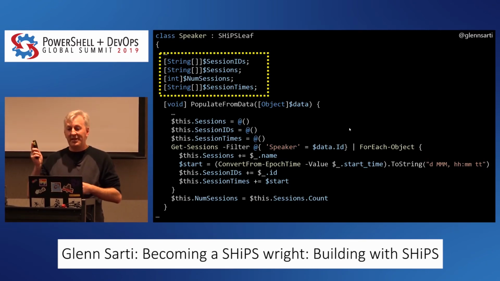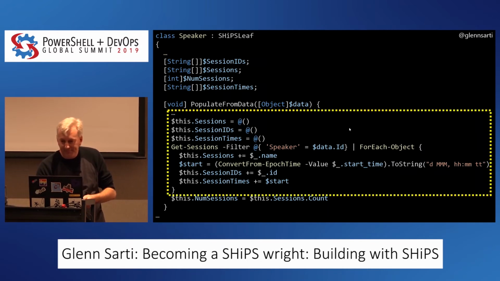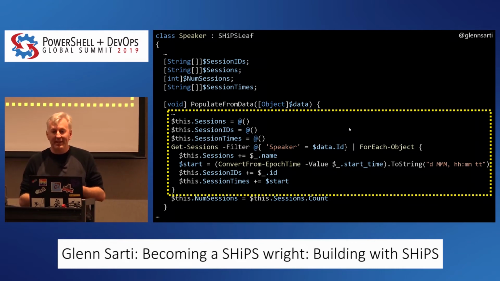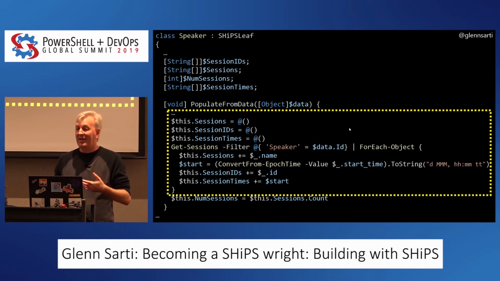So for the speaker object, we're going to add some public properties, like how many sessions the speaker has, the name and time of the sessions, and most importantly, the session IDs at the top there. And then in the populate method, we can use the getSessions filter to find all of the sessions the speaker is speaking at, and then populate those public properties. So now the user has more information about the speaker with the session IDs if they need it, and we haven't created any loops in our DAG.